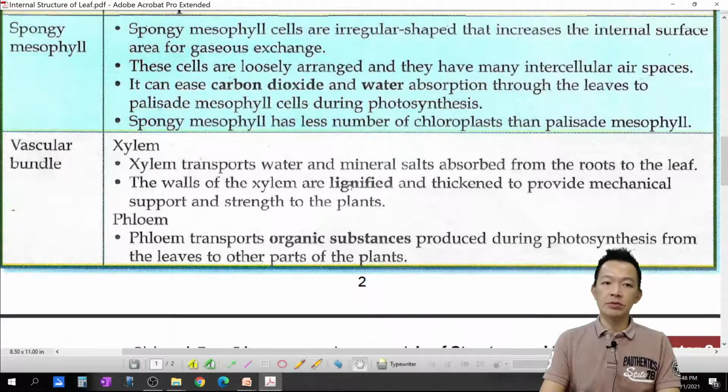Okay, that's the internal structure of a leaf, not difficult. So how do they ask in the exam? We turn to another page, page number 3. See you in the next video. Bye bye.